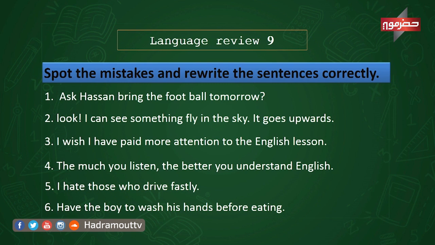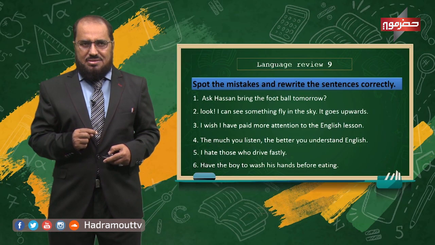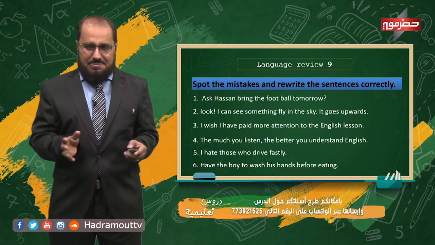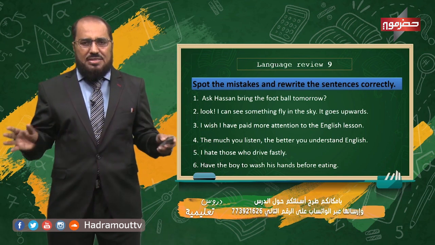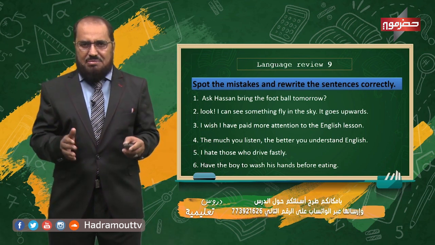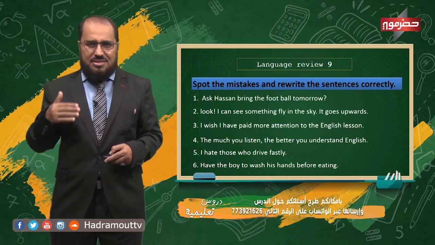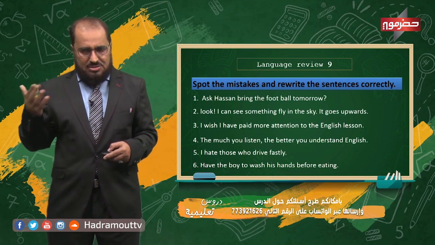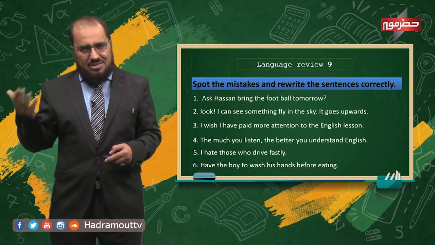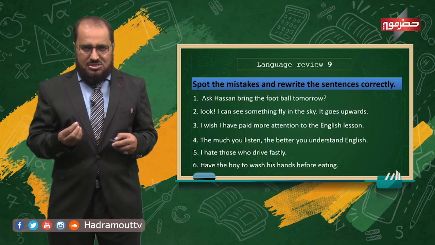Spot the mistakes. By the way, this is the most common question in the final exams. Spot the mistakes and rewrite the sentences correctly. Spot the mistakes. حدد الخطأ. أين الخطأ؟ وأعد كتابة الجملة بالشكل الصحيح. Number 1. ودائما هذا السؤال يا شباب يكون به قواعد عامة، مناقشة القواعد العامة من المراجعات اللغوية السابقة، وربما حتى من قواعد سبق دراستها في ثانية ثانوي، في أولى ثانوي، فركز شوية.